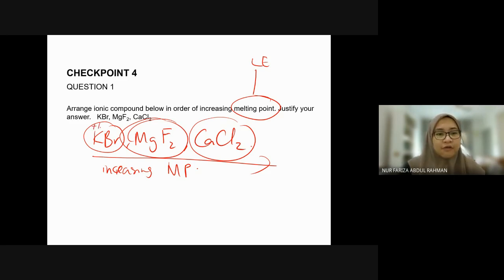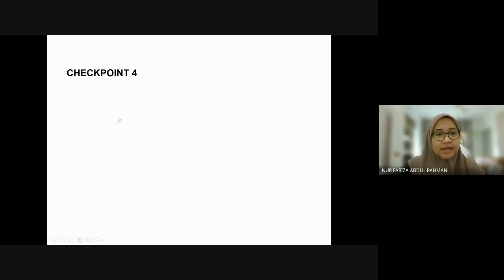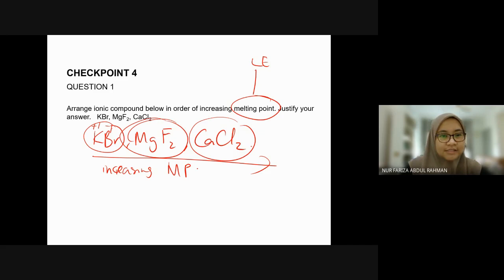Okay, so this is positive 1, this is negative 1, this is negative 1. For MgF2 and CaCl2, is this right? This doesn't seem right. Wait. Okay, MgF2, positive 2, this is negative 1. Okay, this is positive 2, this is negative 1. So the obvious one would be KBr has the lowest melting point because of the charge. The ionic charge is the lowest. That is why KBr has the lowest melting point.